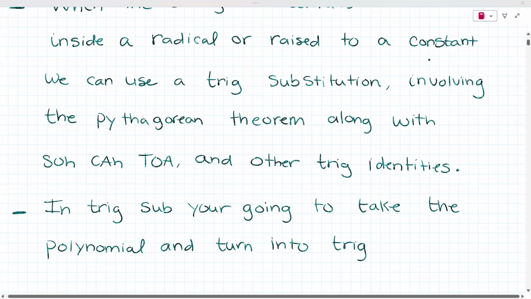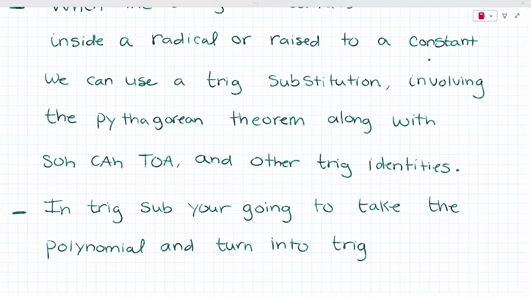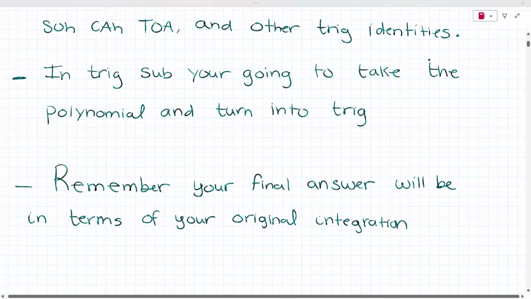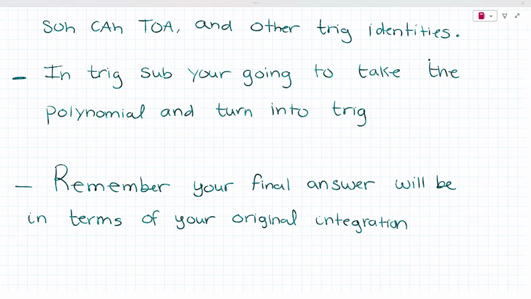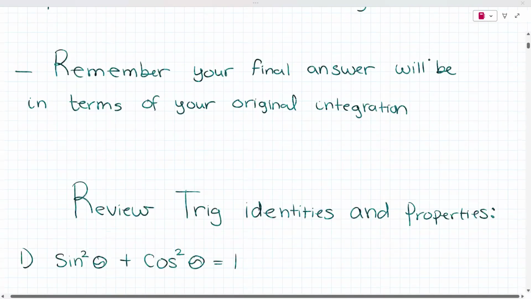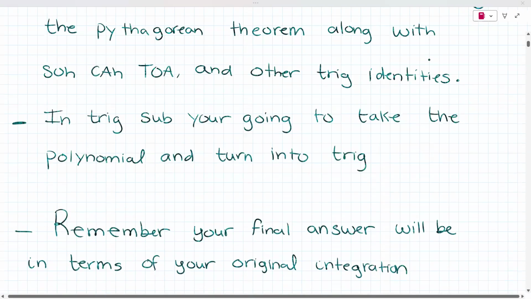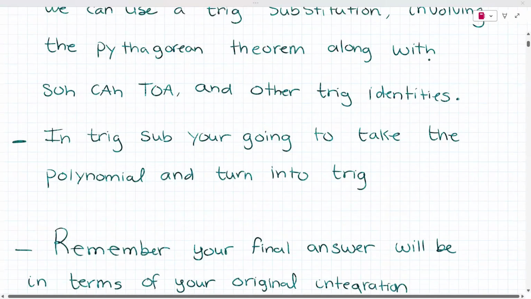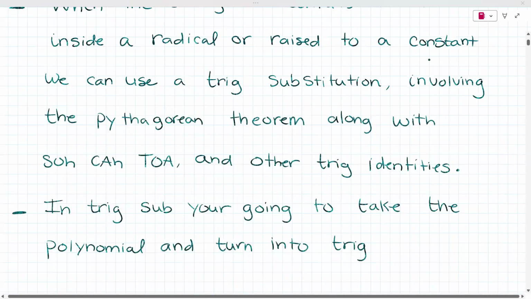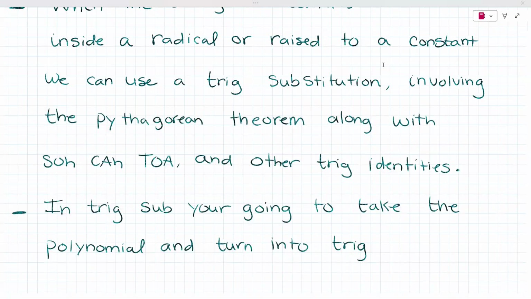In trig substitution, you're going to take a polynomial and turn it into a trig expression. Remember what your final answer will be in terms of your original integration. So if you're in theta, your final answer will be in theta. If your answer is in x, your final answer is x. What makes trig substitution a little more difficult or more work is that you have to know the Pythagorean theorem, SOHCAHTOA, and some trig identities. So it's a lot of trig stuff.